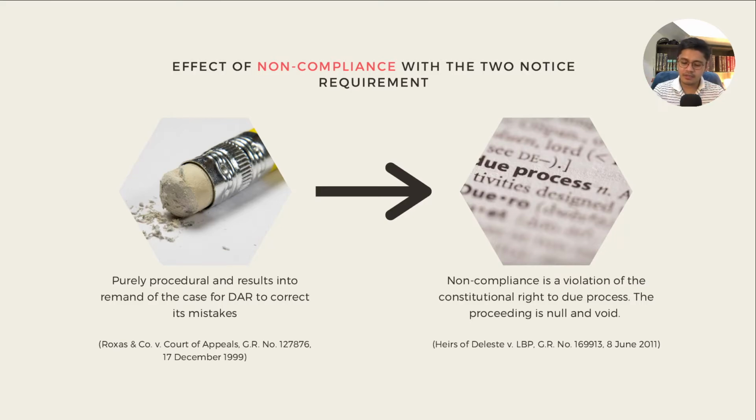Now, the existing rule, therefore, as things stand now, according to Heirs of Leste versus LBP in 2011, non-compliance, irregularity in the two notice requirement, in the two notices, will result into a violation of the constitutional right to due process. And because there's a violation of that constitutional right under the Bill of Rights in the Constitution, the whole proceeding will be considered as null and void.